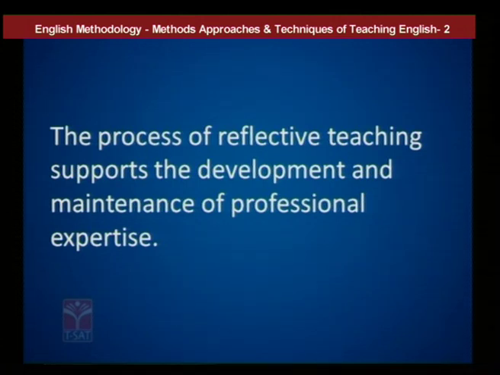In the process, reflective teaching supports the development and maintenance of professional expertise. This reflective teaching gives support as well as development and maintenance of professional expertise. So, reflective teaching is very useful for professionals to become experts. And as a part of talking about the teacher, it is a profession.